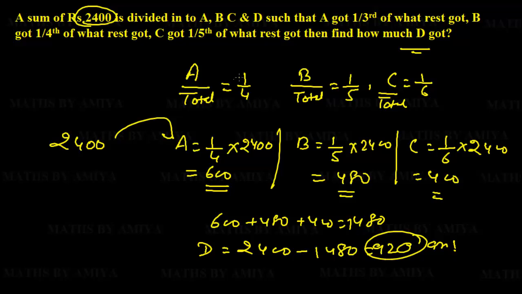Of rest is nothing but another form of total. 1 by 4 of total, 1 by 5 of total, 1 by 6 of total. We have total given, so we find individual A, B, C and got the answer. So I have done my part, 3 questions of this concept video.